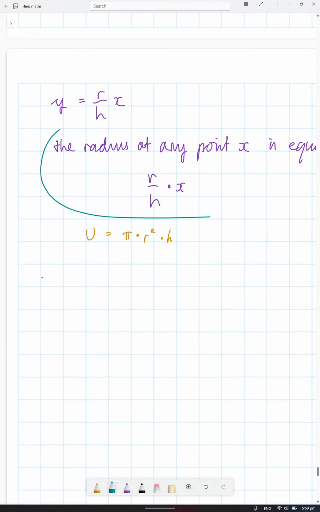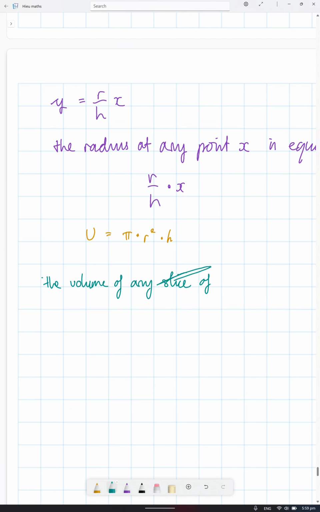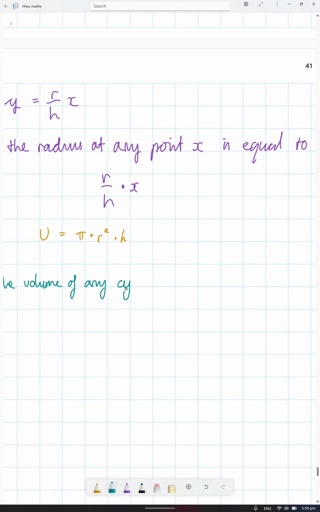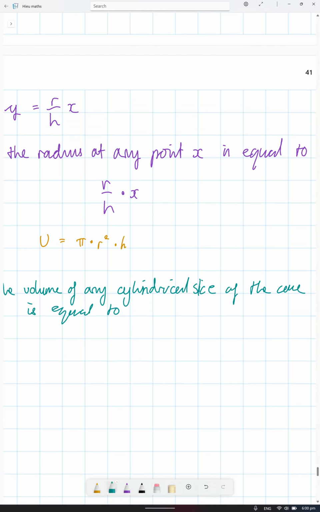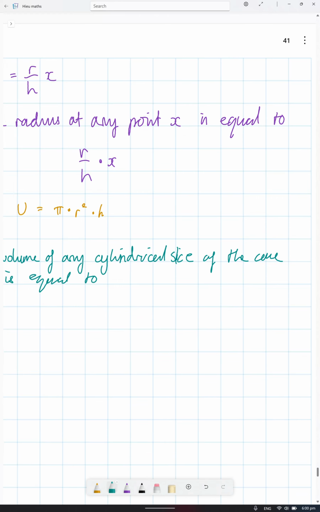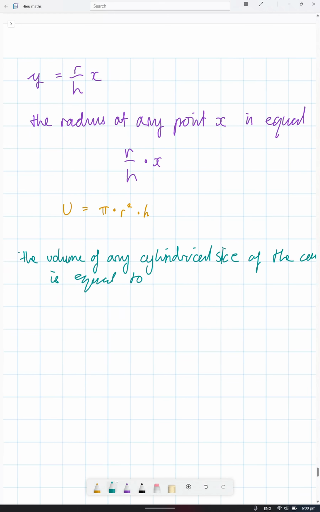So if we have the radius of any point x, and we know the equation for the general volume of any cylinder, therefore the volume of any cylindrical slice of the cone is equal to, and we just substitute the radius of any point x of the curve of the cone.